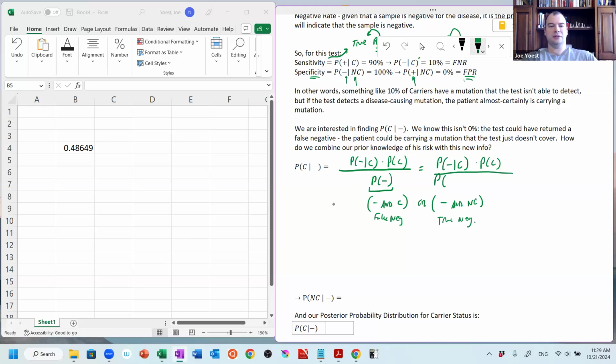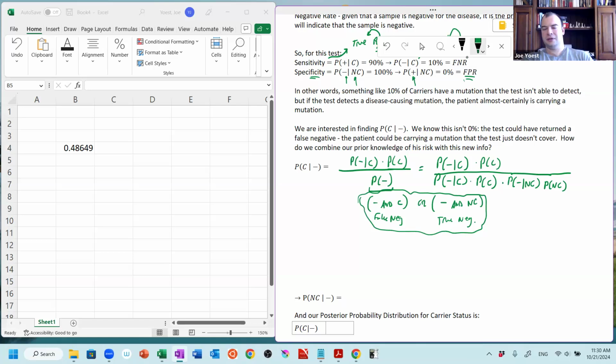Negative and carrier, the probability of negative and carrier breaks up to the probability of negative given carrier times probability of carrier. That was our multiplication rule for dependent events. Probability of negative and non-carrier breaks up as probability of negative given non-carrier times probability of non-carrier. So these were just side notes. Let's cordon those off so I don't get mixed in with anything.